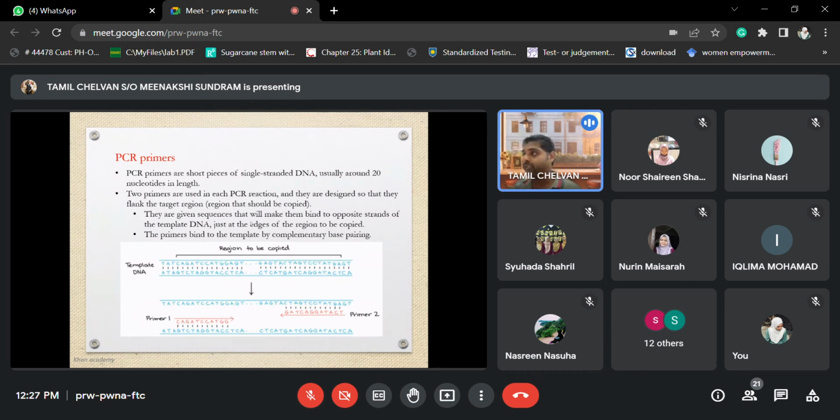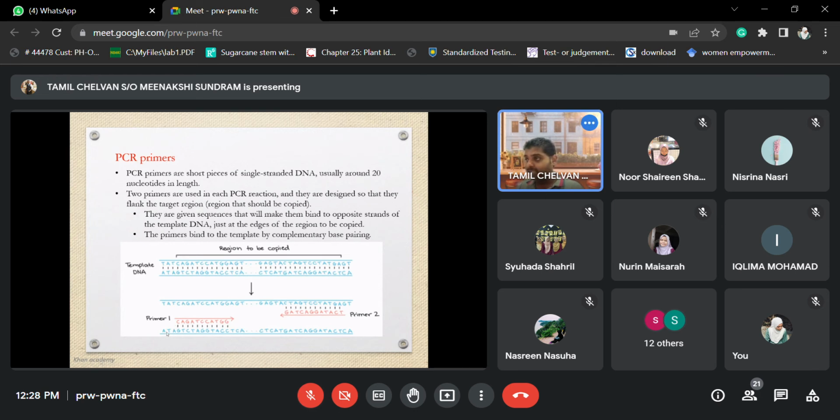They are given sequence that will make them bind to the opposite strands of the template DNA, opposite strands DNA, just at the edges of the region to be copied. Okay, this is the primers lah. Okay, the primers bind to the template by complementary base pairing. So kalau this is the base pair, you kena design a primer that is complementary. Macam dia kata kat sini kan, let's say kat sini.